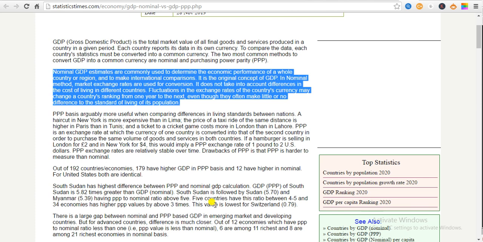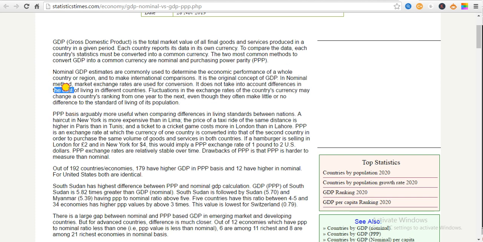It does not take into account differences in the cost of living in different countries. So this is a very important aspect, the cost of living. Fluctuations in the exchange rates in the country's currency may change a country's ranking from one year to the next. This is important for us as Forex international currency traders who are taking a very professional approach. This is why you're watching this, and not a lot of people get to see this type of information. You might not even know it, but you're now in a very small percentile group of people who are able to do things in a different way. And if you're following me, I'm pretty sure this resonates with your style of trading, which should help you along the way in a huge way.